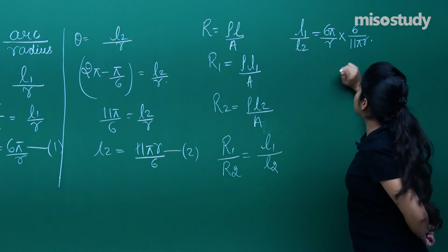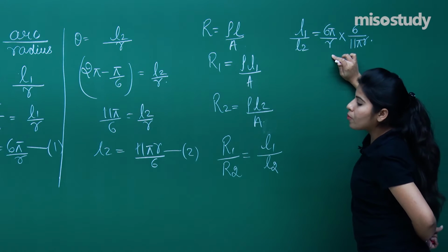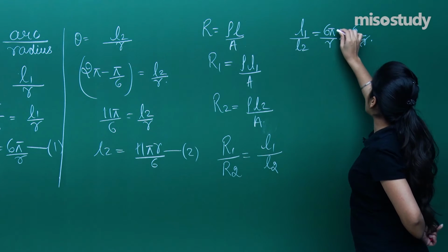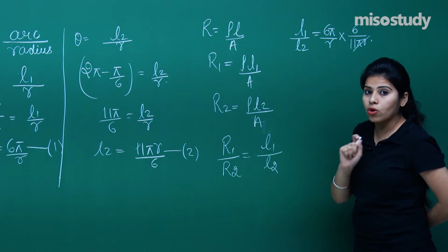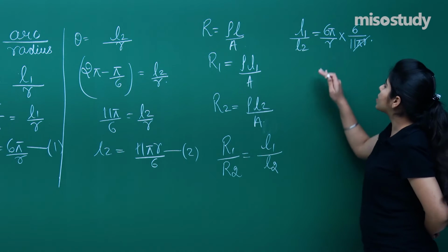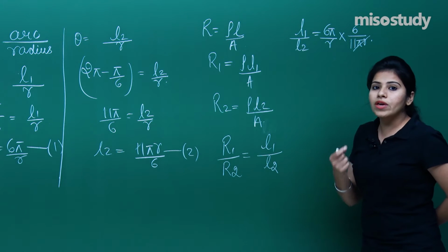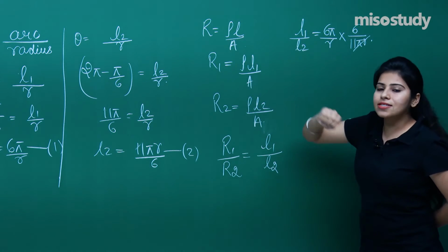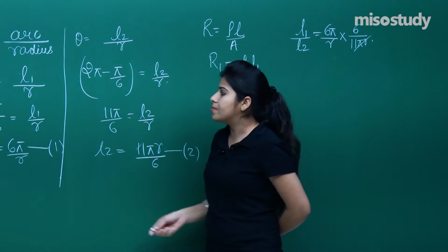So I am going to put this value over here. What I will be having is 6 pi upon r multiplied by 6 upon 11 pi by r. I think we are doing something wrong, because if I want to find the ratio L1 upon L2, these terms should cancel out. So let me check it from the very beginning. What is the thing that I have been missing?